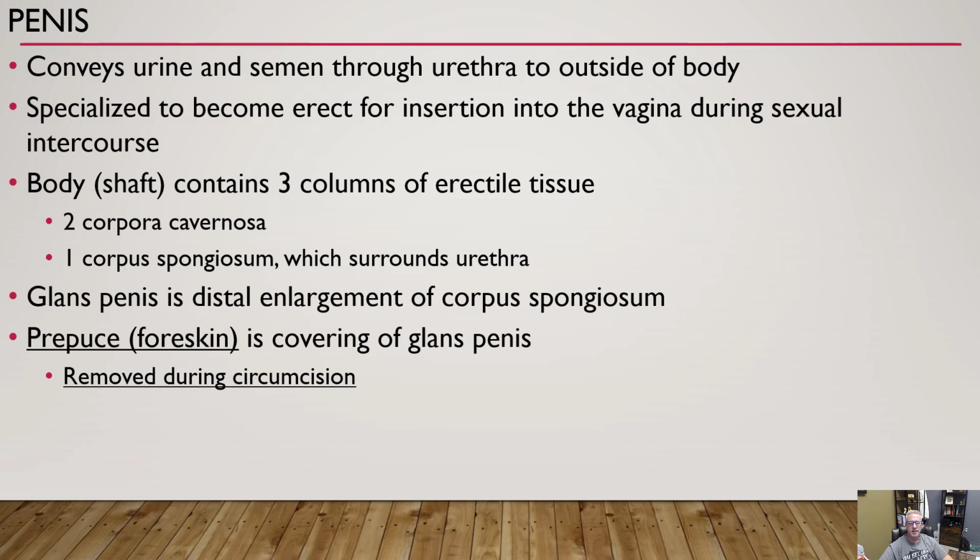We also have the glans penis. It's the distal enlargement of the corpus spongiosum. It's also known as the head of the penis. And then we also have the prepuce, however you want to pronounce it. That's the foreskin. That's what's removed if you've had a circumcision.